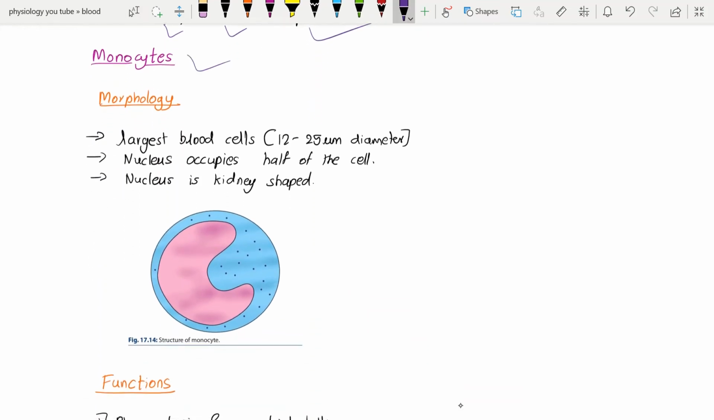Looking at the monocytes, morphology. It is the largest blood cell because it has a transverse diameter of 12 to 25 micrometers, and the nucleus occupies almost half of the cell. Here you can see it is occupying almost half of the cell, and the nucleus is also kidney shaped.